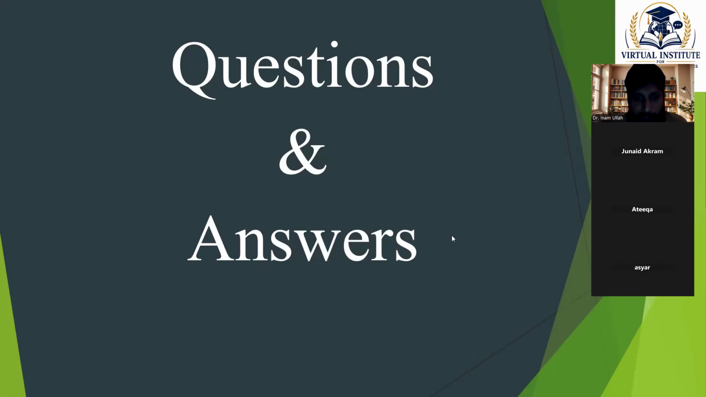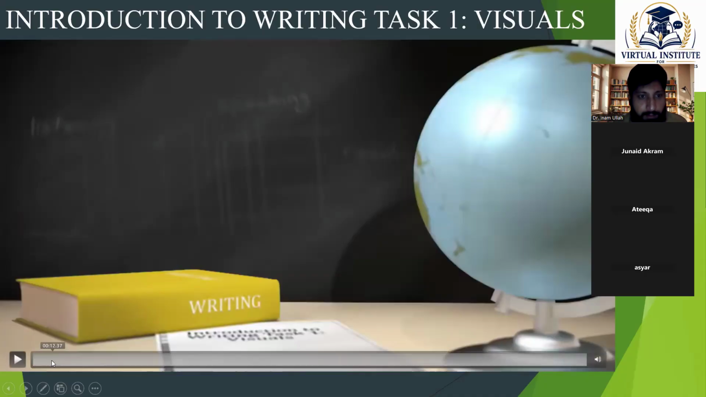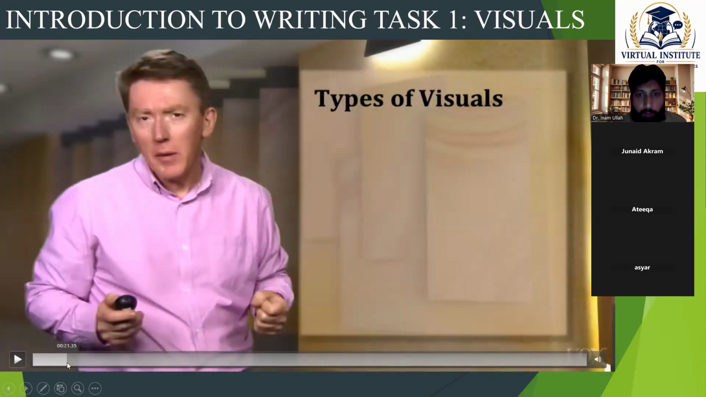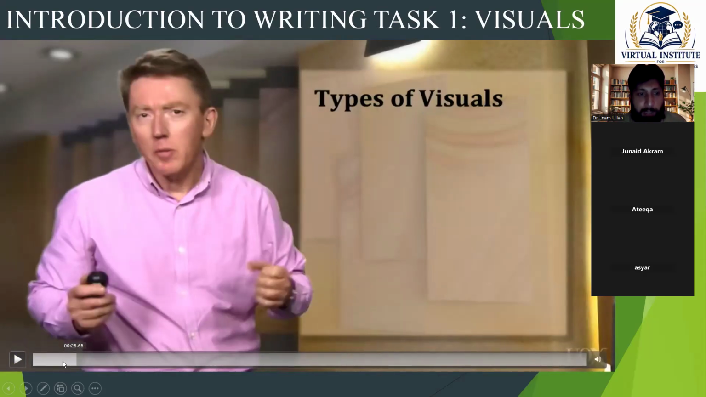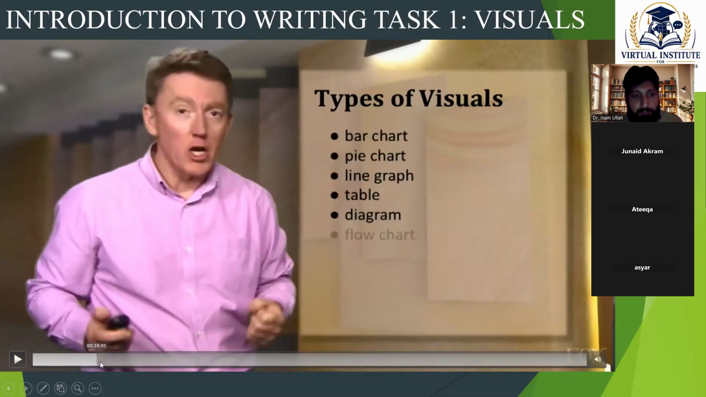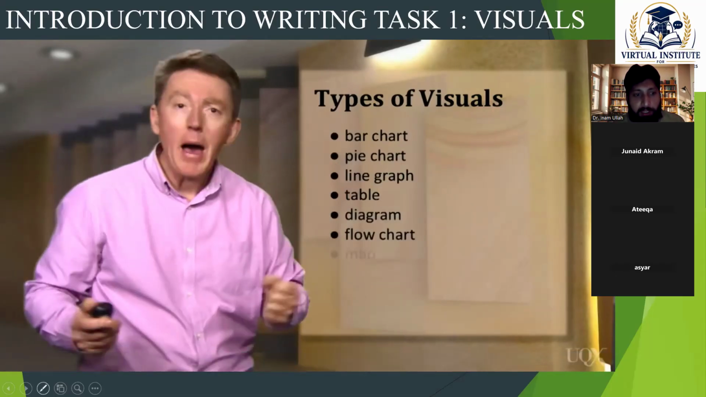Okay. Let me take you to the slides. So here, the speaker was talking about the types of visuals that you might get, right? And they were of a few types. The first one, as you can see here, is a bar chart. Then we have a pie chart. We have line graphs, tables, diagrams, flow charts, and maps. So these are the types of visuals that you can get in your writing task one.